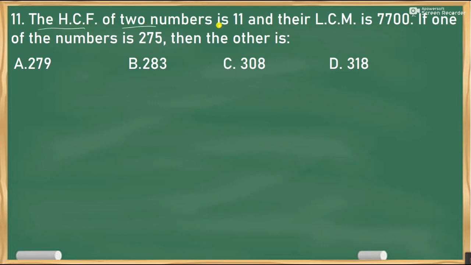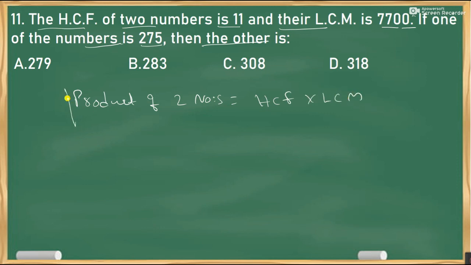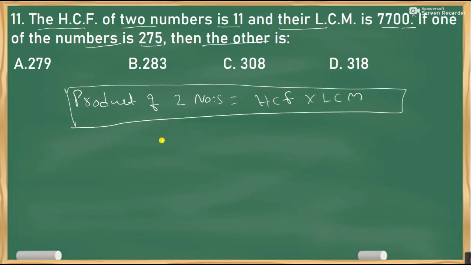The HCF of two numbers is 11 and their LCM is 7700. If one of the numbers is 275, then the other number is? Okay. This is a basic concept, and I was just waiting for this question. Here the concept is very easy. The product of any two numbers is always equal to the product of HCF and LCM. They have given one of the numbers, 275, and the other number is X, which I don't know. HCF is 11 and LCM is 7700.